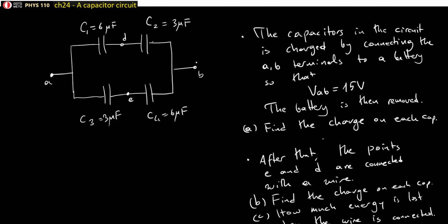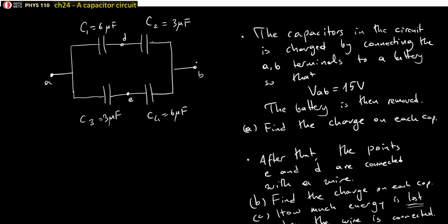Okay. So after that, what we do is we just connect these 2 points with a wire. So in that case, it will appear that a charge actually flows between these 2 points, and as a result, the charges are redistributed on the capacitor. So we will find the new charge distribution on each capacitor. We are just going to compute how much energy is lost. So we are going to see that the energy is actually lost in there, and things like that. Okay.